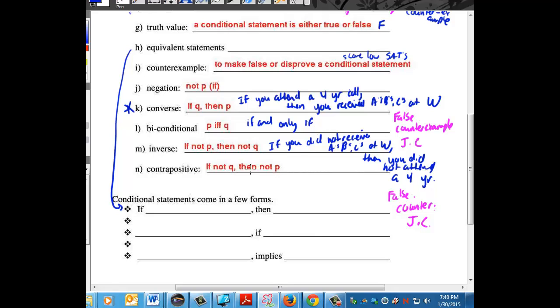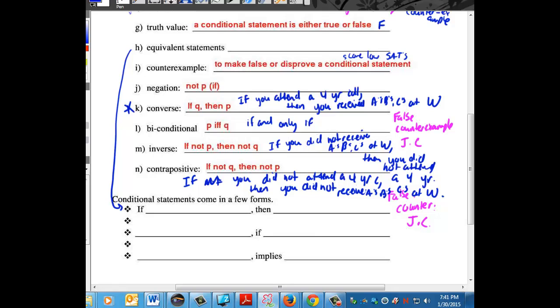Next, for the contrapositive, if not Q, then not P. Guess what we have to do again? We have to write it out. This time we're going to flip our hypothesis with our conclusion. So if you did not attend a four-year college, then you did not receive A's, B's, and C's at high school.